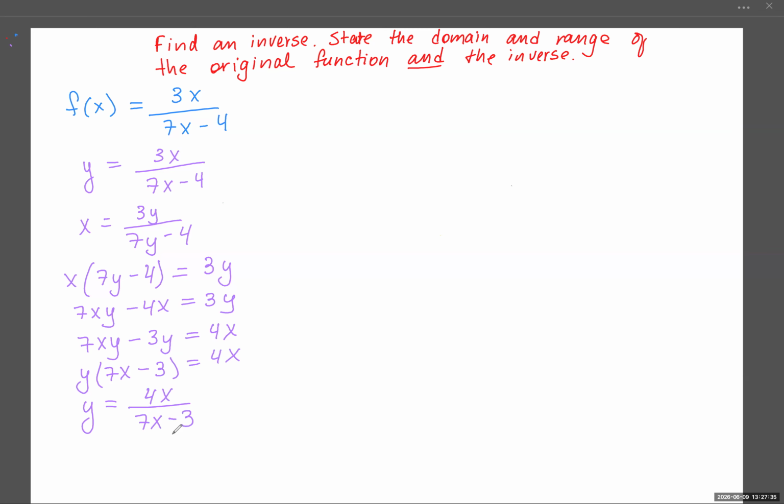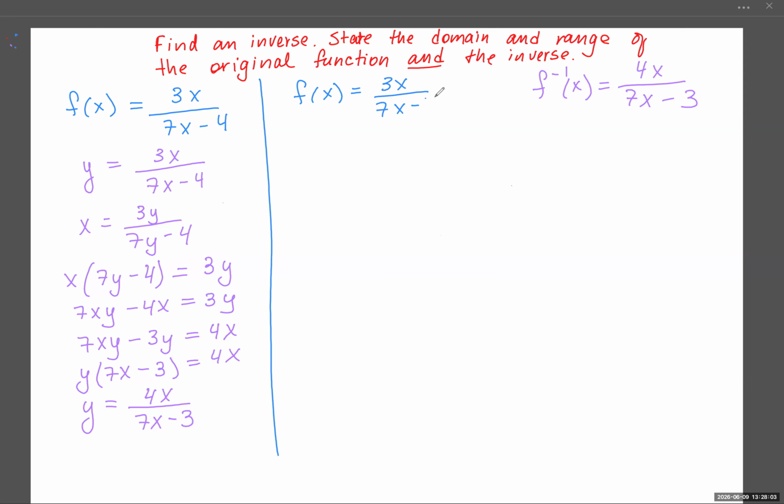Now this is our inverse, just not in the proper notation. I'll go ahead and put it right here. f inverse of x equals 4x divided by 7x minus 3. Now, I'll rewrite the original function so that we can go ahead and figure out domain and range for both. 3x divided by 7x minus 4.